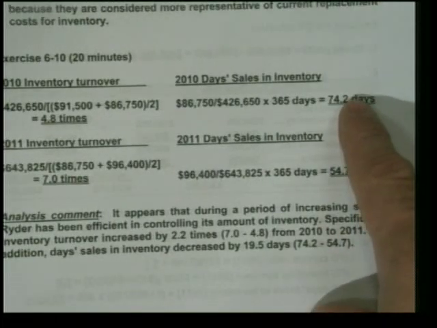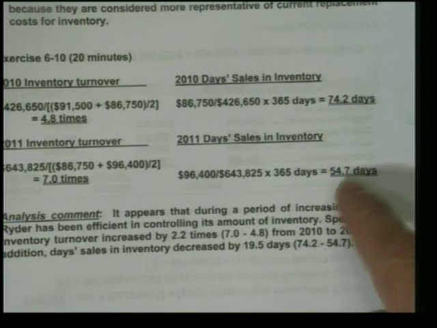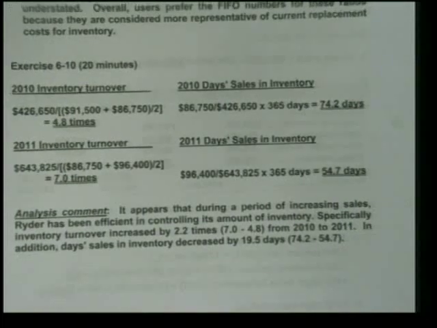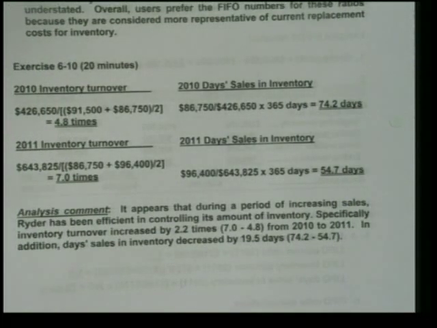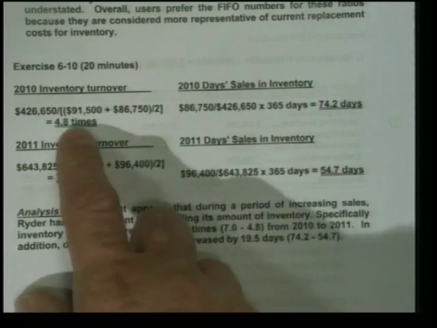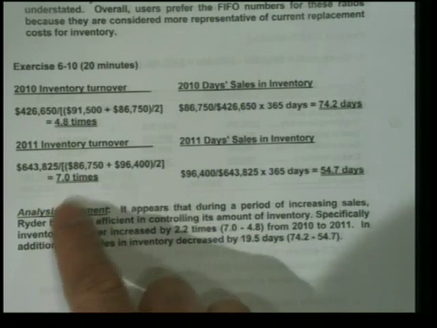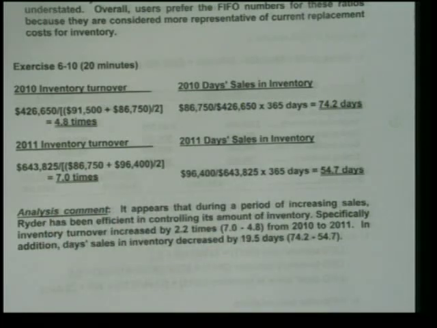Let me put the answers up there. And just leave those up there if you would. Did you get 74.2 days for 2010 and 54.7 days for 2011? Did you guys get that? Okay. So in 2010, their inventory turned over 4.8 times versus 7.0 times in 2011. So is that good or bad? We're happy, aren't we? Things seem to be getting better.